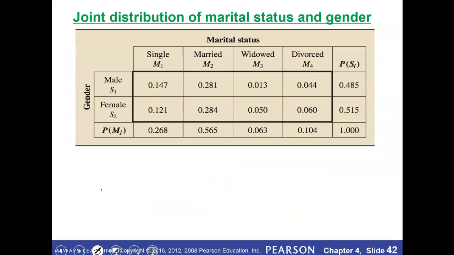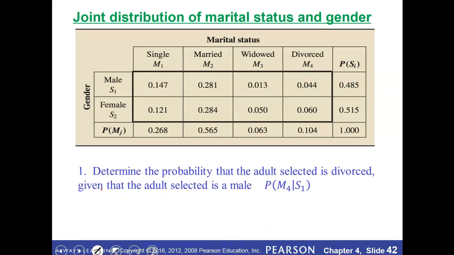All right, so let's take a look at this. We have marital status. You're either single, married, widowed, or divorced, and you're either male or female. So this is a joint distribution table with your marital status and your gender. Let's say we want to determine the probability that the adult selected is divorced given that the selected adult is a male. So we could write it like this.